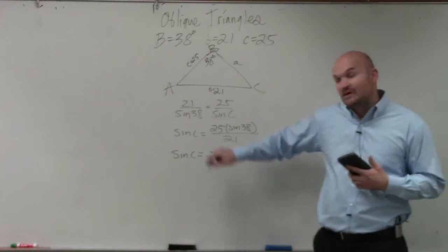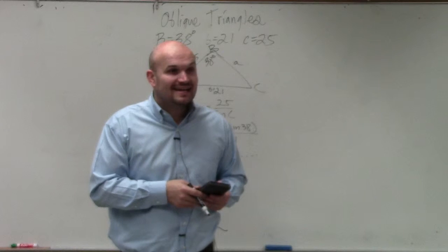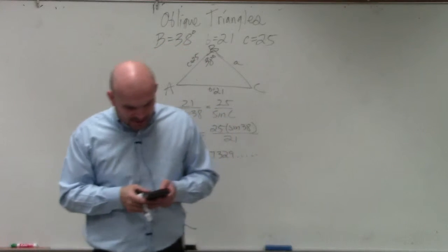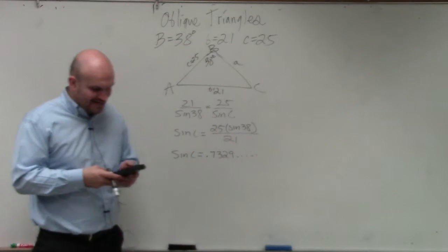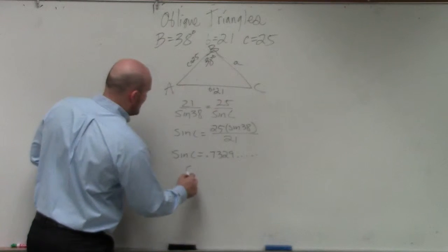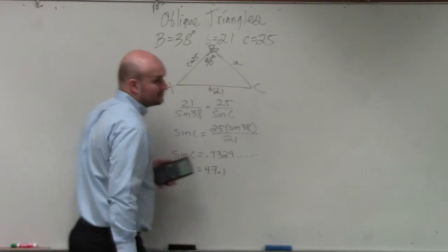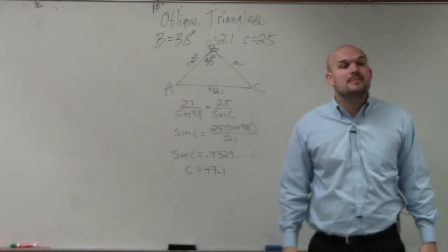So now we have sine of c equals this, but we need to figure out what c is. Therefore, we have to use inverse, right? So we do sine inverse of the second answer, and I get 47.13. Again, I'm just going to round to the tenth. So c equals 47.1. Does everybody follow me?